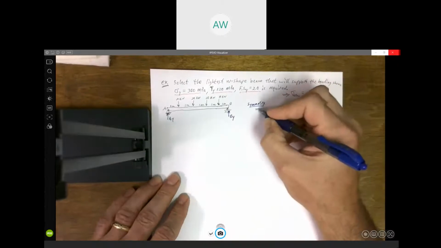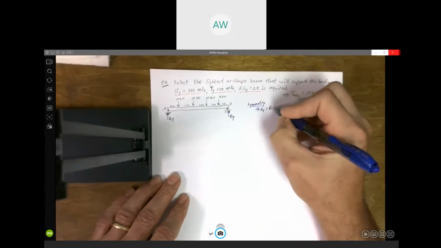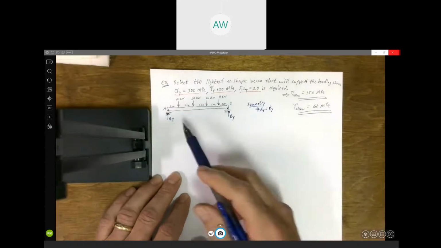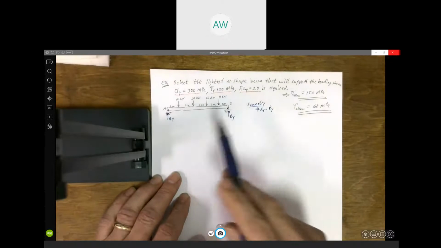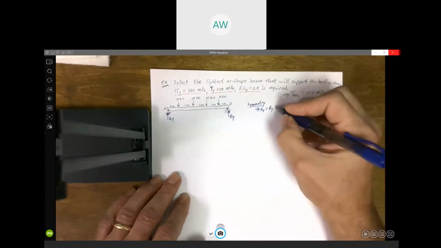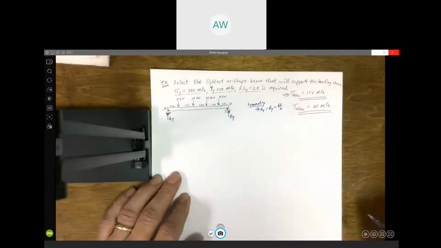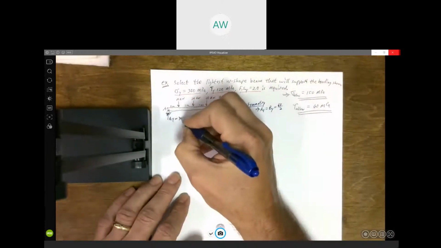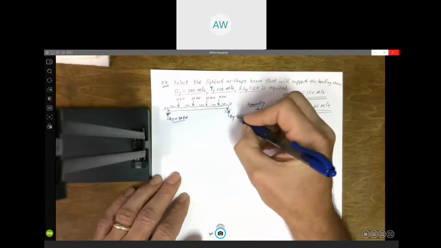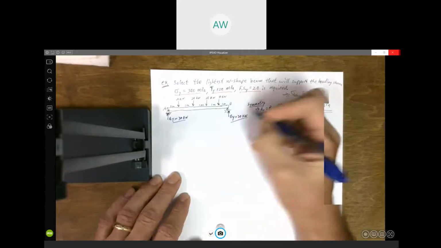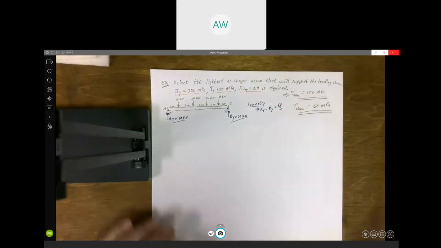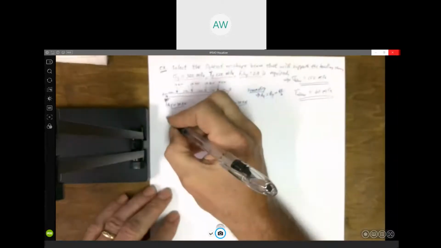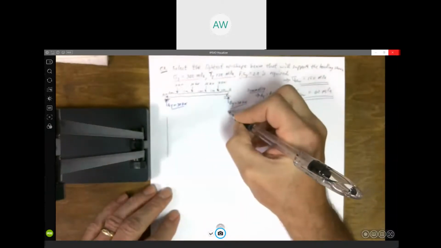I know AY is going to be the same as BY, and it's just going to be what the total force is divided by 2. So I got 10, 20, 20, and 10, that's 60. So it's going to be 60 divided by 2. So each one of these is going to be 30 kilonewtons. Again, just making use of symmetry to save ourselves a little bit of work. All right. Now let's draw our shear and moment diagram.